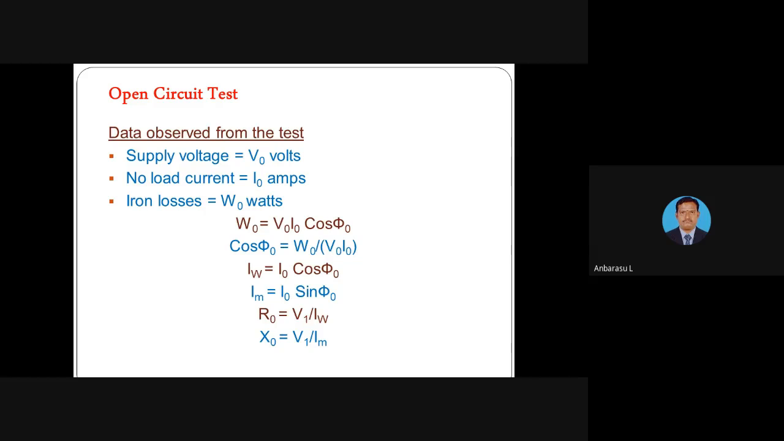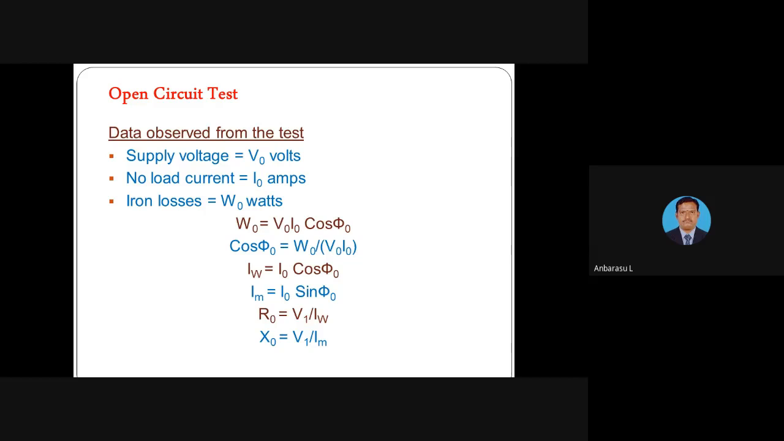From the open circuit test, the voltmeter, ammeter and wattmeter readings are available. The unknown data is cos phi naught. So we take cos phi naught to the left side and the other parameters to the right side: cos phi naught equals W naught divided by V naught into I naught. We can substitute the parameters and determine the no load power factor value.